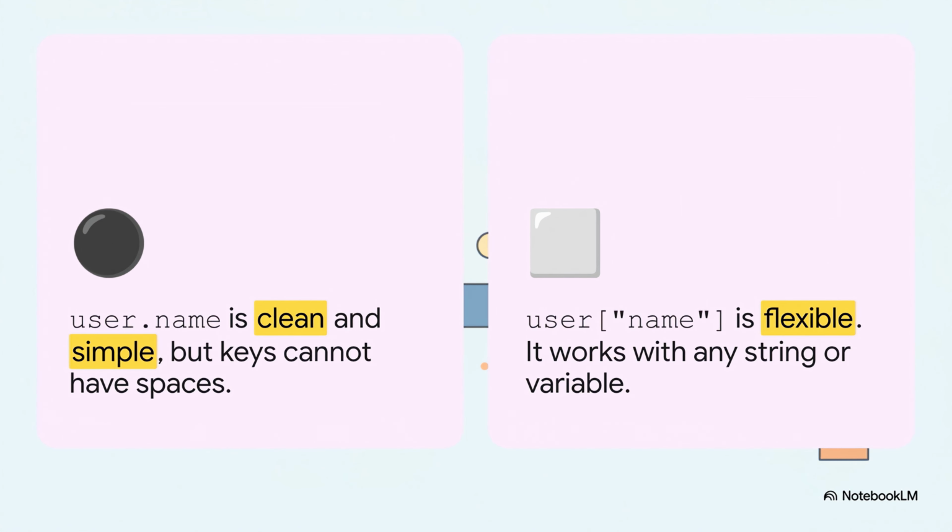Dot notation is clean, but it's rigid. Square brackets, on the other hand, are super flexible. They'll take any string you throw at them, even one with spaces like "likes birds." And here's the real superpower. You can stick a variable inside the brackets. This lets you access a property name dynamically, which is something you just can't do with dots.